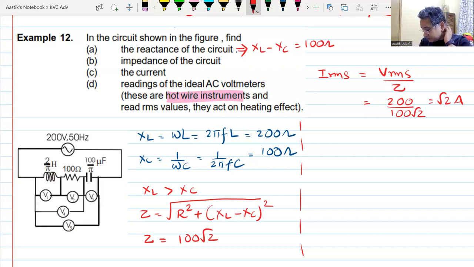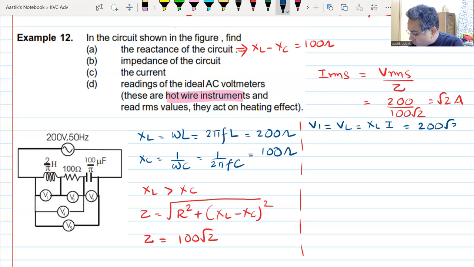Now, we have to find out different values, starting with V1. Now, remember, this V1 is nothing but VL. And VL will be equal to XL into I. Remember, we are talking about the RMS values and nothing else. So we just multiply this XL with the RMS value of current. The value of XL is 200. So this becomes 200 root 2.